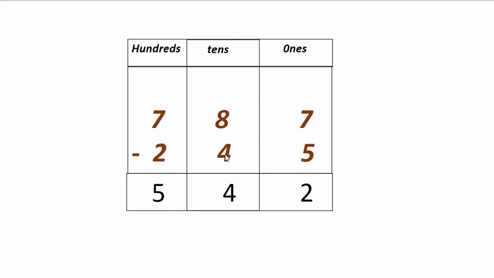787 minus 245. Okay, we said we will start from the ones. We will not forget this. It's a rule. You know, rules are important for us. 7 minus 5 equals 2. 8 minus 4 equals 4. 7 minus 2 equals 5. Okay, do you understand?